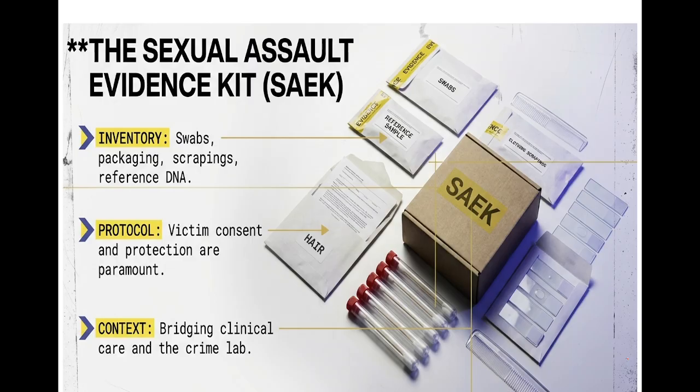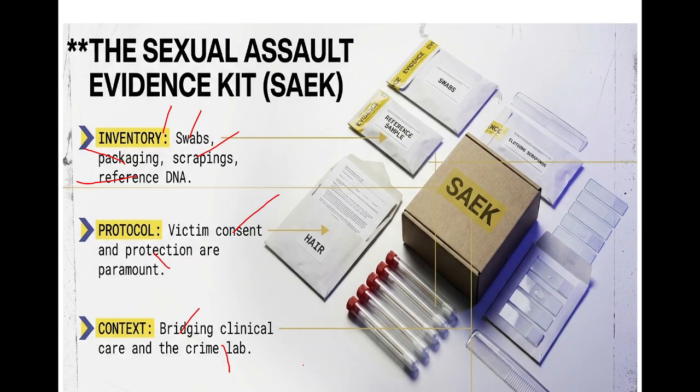Okay, sexual assault evidence kit, SAEK. So yes, we talked about it. Inventory. We need a swab. We need packaging. We need scraping. We need the reference DNA. Okay. We need victim consent, the special forms, and to protect the victim as well. And then we need bridging between clinical care and the crime lab. Okay. We focused on that before. Clinical care and crime lab.